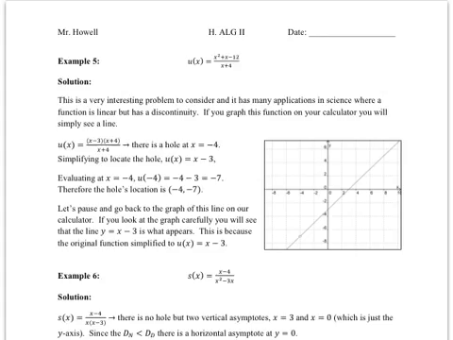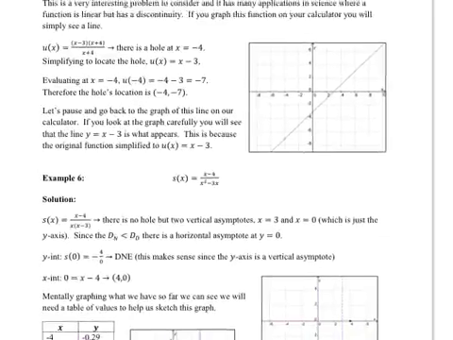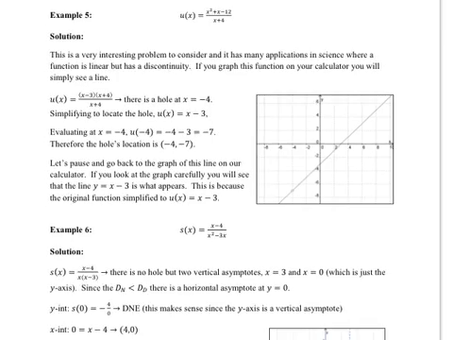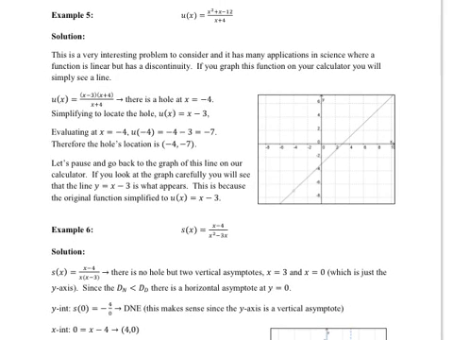Example 5. We've got 2 more to go here. Or maybe 3. There's 2 on this page. Alright, example 5 is very interesting. And I started by saying this is a very interesting problem. It really is. The reason being is when you factor the numerator, jump right to here, please.